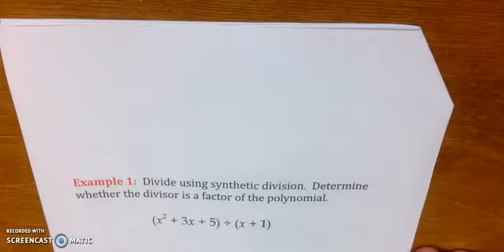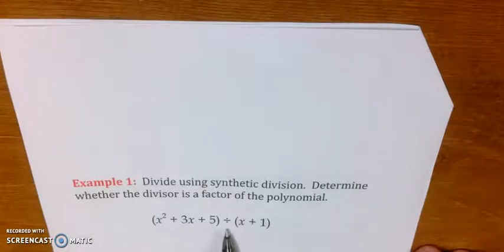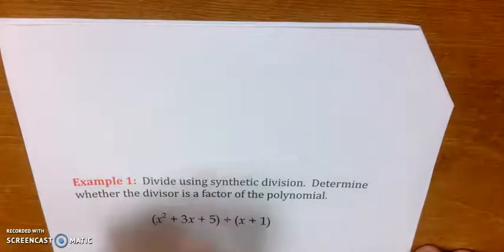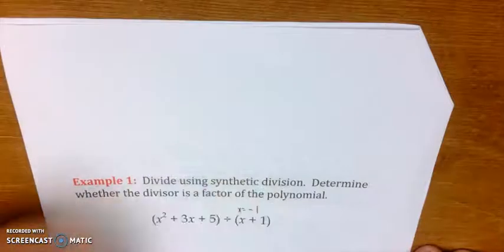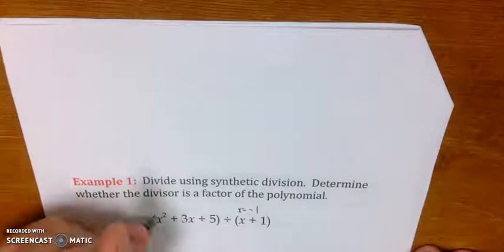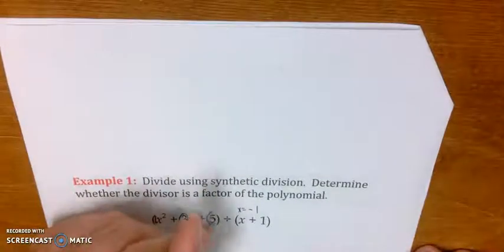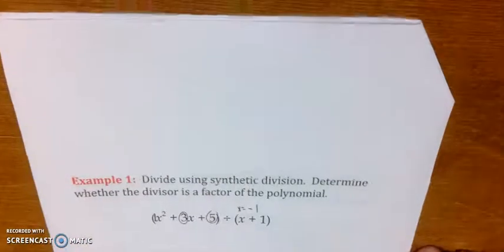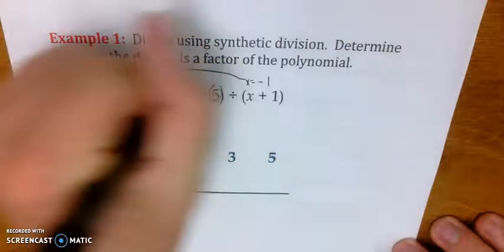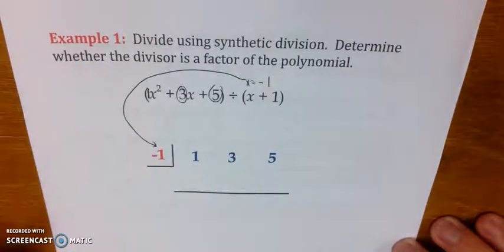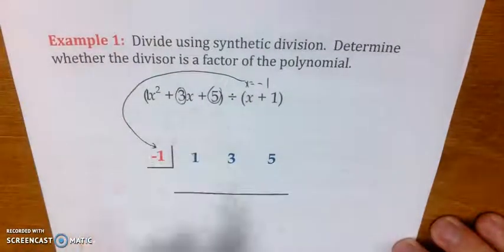All right, so here we're trying to divide x squared plus 3x plus 5 by x plus 1. Well, the 0 associated with an x plus 1 would be x equals negative 1. My coefficients here would be a 1, a 3, and a 5. So I'm going to start off by writing my negative 1 into the start box. And then here I just have the coefficients listed.